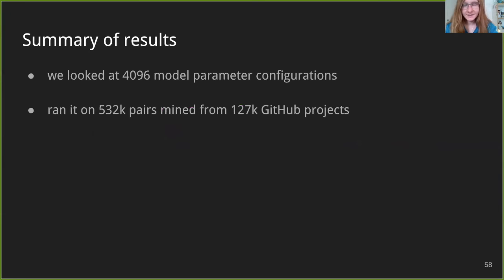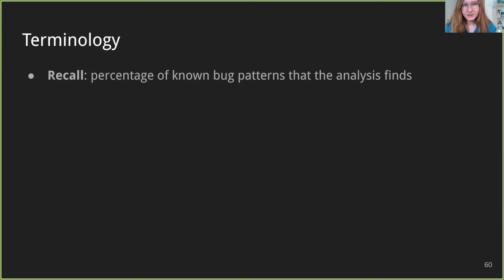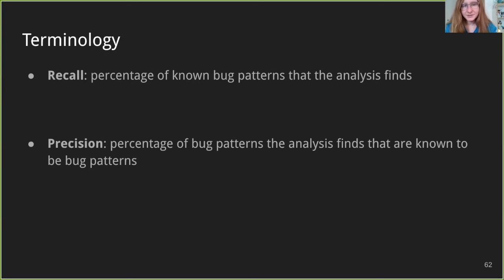So that's basically the approach. Now the results. We looked at 4096 model parameter configurations, and then we ran the same experiment for all these configurations over 532,000 pairs mined from 127,000 GitHub projects. We defined an optimal configuration to be that with the highest recall and a precision of at least 90%, where recall is the percentage of known bug patterns that the analysis finds, and precision is the percentage of bug patterns that the analysis finds that are known to be bugs. So basically the accuracy of the results.